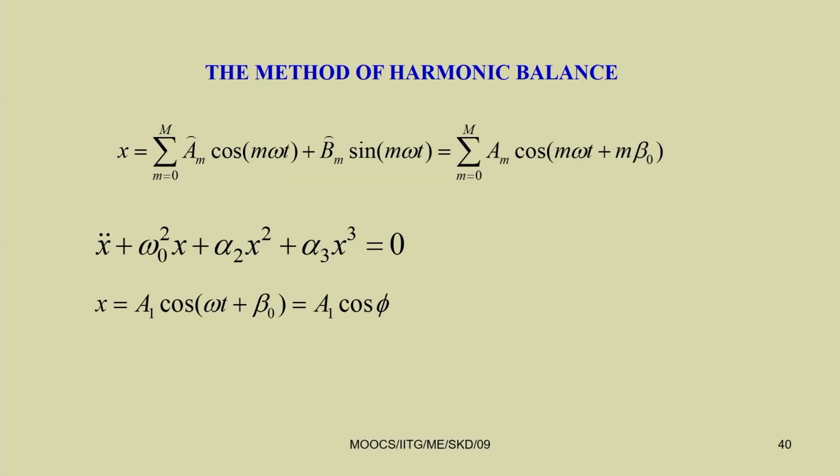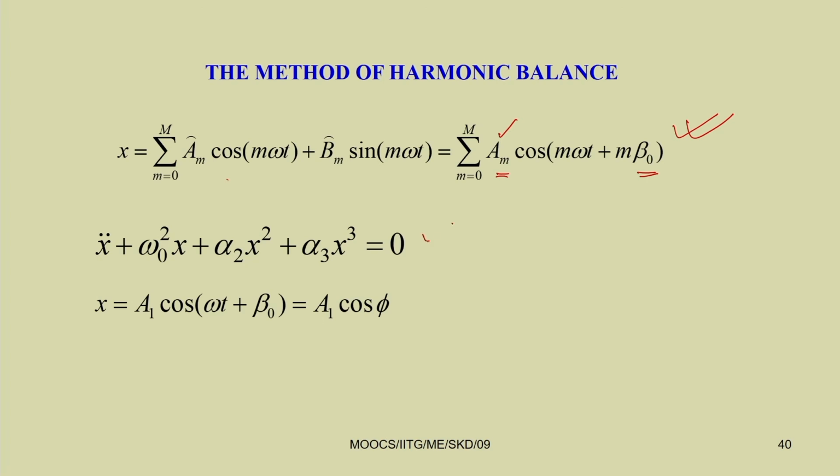So let us see another method, that is the harmonic balance method. This method you are already familiar with from the method of variable separation. Here, given the equation in terms of x, you can always substitute a Fourier series in place of this x. For example, x is written equal to the sum from m equal to 0 to M of am cos m omega t plus bm sin m omega t, or in the single-sum form, either sin or cos: sum from m equal to 0 to M of am cos of m omega t plus m beta 0, where am is the amplitude and beta 0 is the phase. This way you substitute this equation in the original equation.